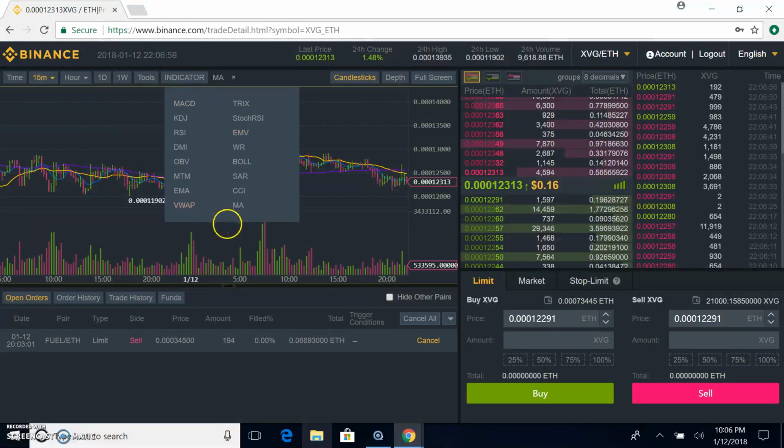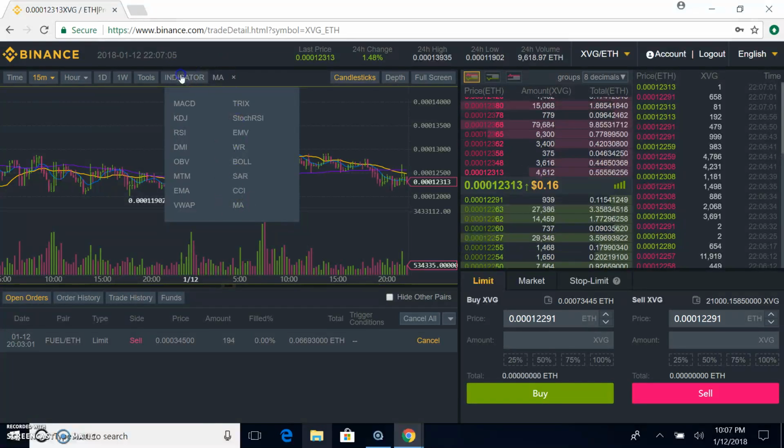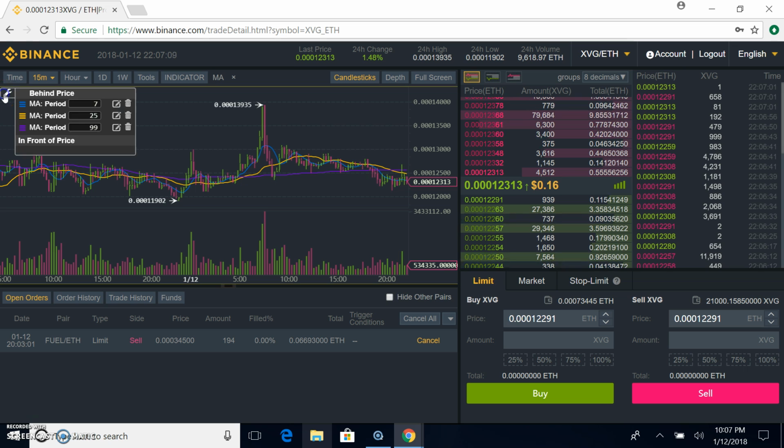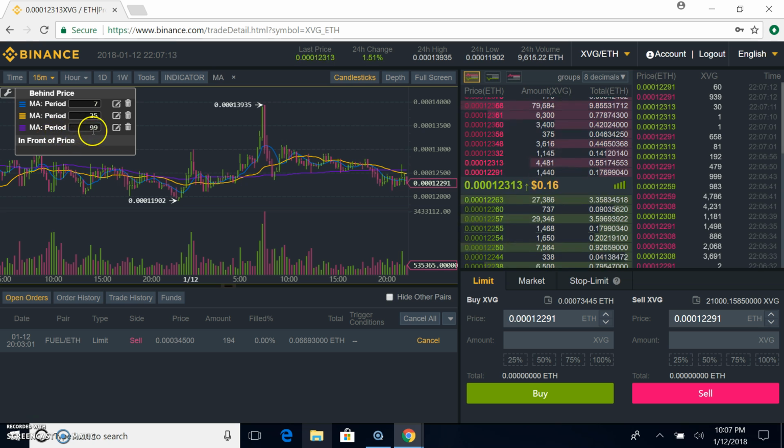Basically, you just want to click your indicator, select MA for moving average, and then once you have that, scroll over, you're going to see a little wrench. You want to click this. Now you can set as many moving averages as you want. There's really only two that I want to focus on. So we're going to go ahead and get rid of one here.